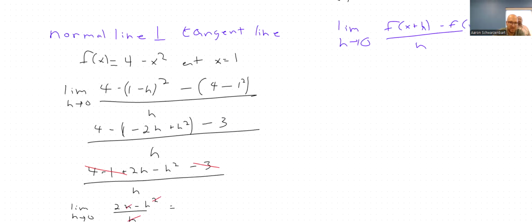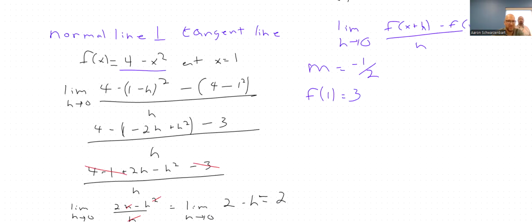Equals the limit as h approaches 0 of 2 minus h. h goes to 0, so that is 2. The slope of my tangent line is 2. The slope of my normal line is -1/2. Now, I know x equals 1, but I don't know the y-coordinate. So I need f of 1, and I plug it into the original equation: 4 minus 1 squared equals 3.